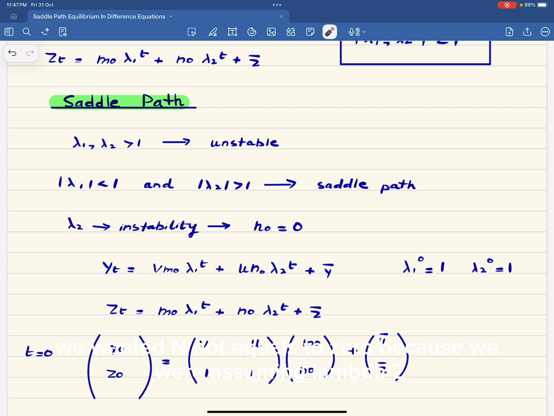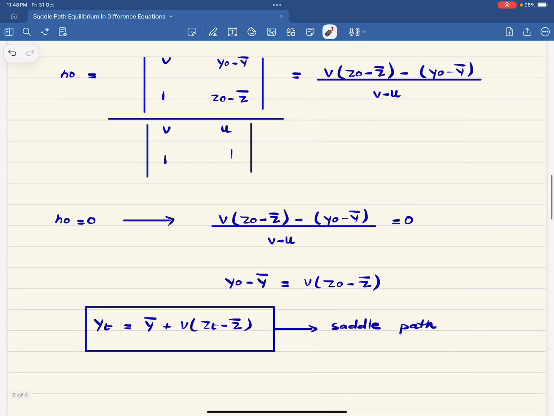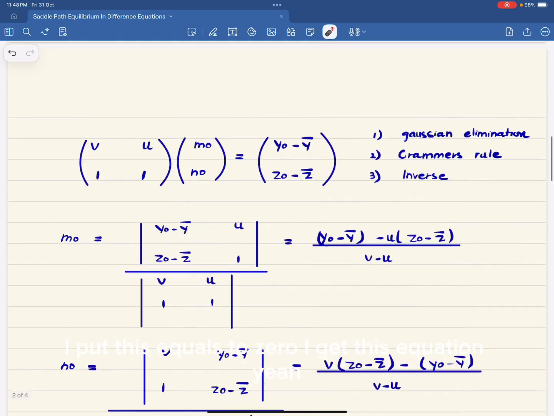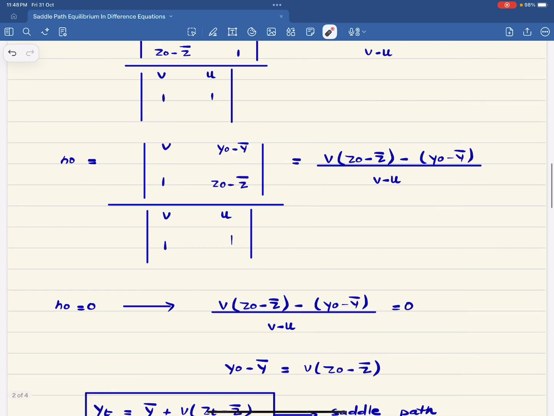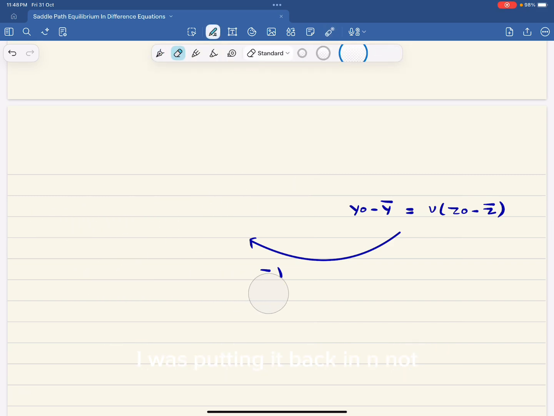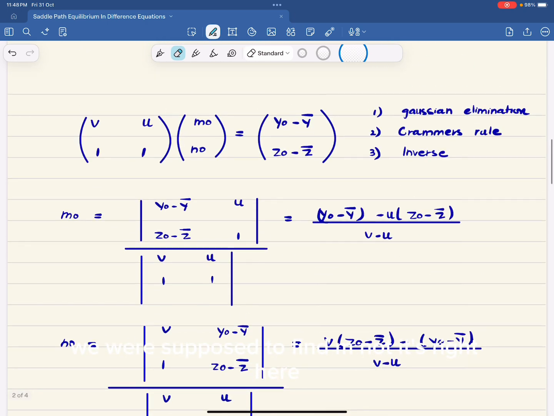because we were assuming lambda to give us instability. So, what's happening here? If I put this equals to 0, I get this equation. And when I put it in, that's ridiculous. See, it's so funny. I was putting it back in N naught. We were supposed to find M naught. It's right here.